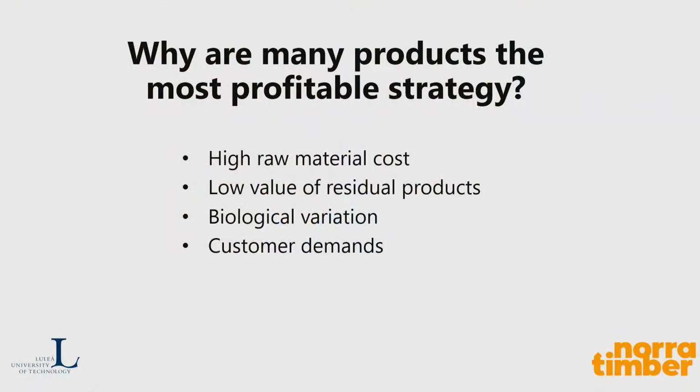At the same time, we have a low value of the residual products. Depending, of course, on whether it's pulp chips or sawdust, the difference is maybe 6 to 10 times between the residual products and the main products, the products you want to produce. At the same time, we have this biological variation I talked about, where we have unique logs, and we have unique customers with their unique demands.